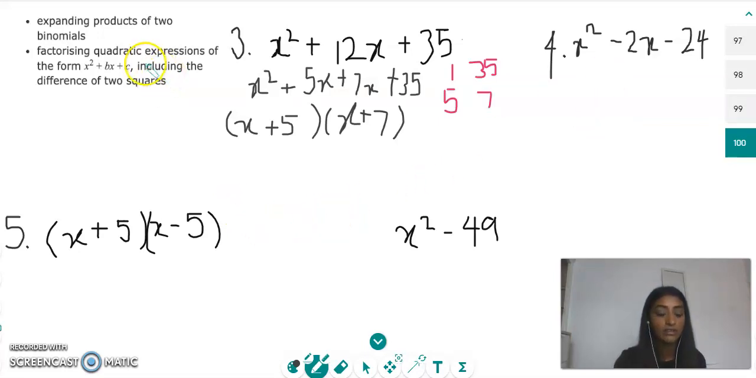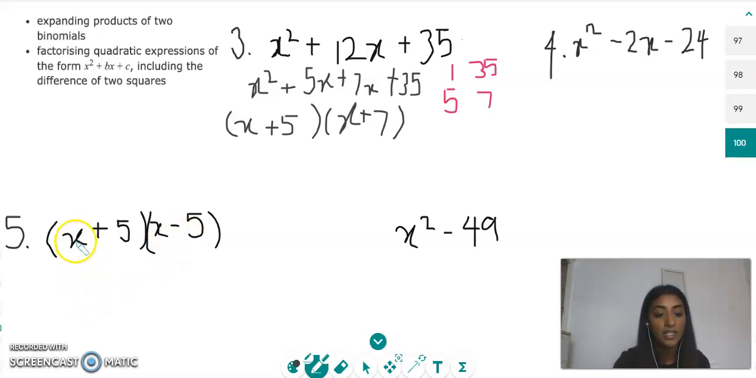So last of all on the spec it says including the difference of two squares. So if we start off by expanding these two brackets, as you can see there's a plus 5 as one of the terms and a minus 5. So it's the same number, just a plus in front of one and a minus in front of the other.